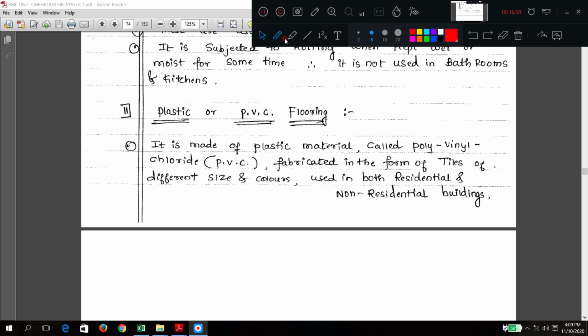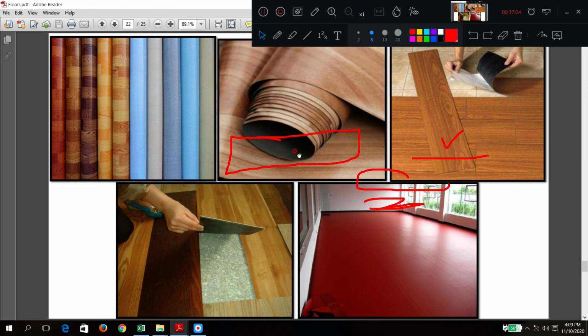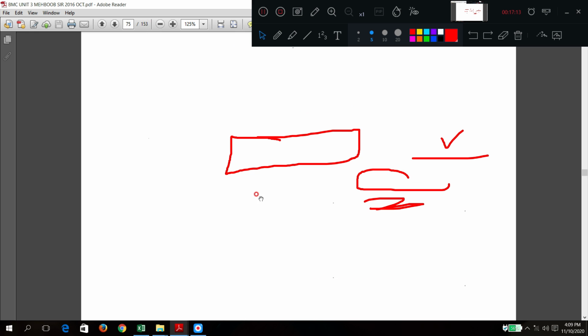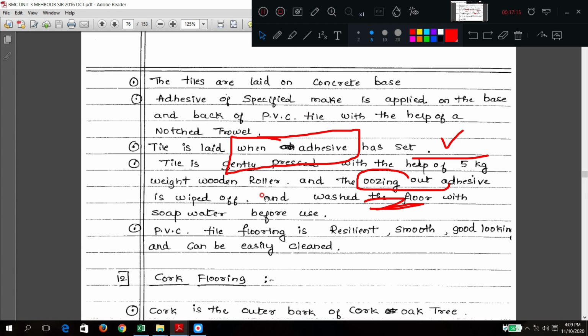What is this plastic? Same thing, the material is changed. They are using plastic material such as PVC, polyvinyl chloride. Simple, no? Generally these are used in residential and non-residential buildings. This is the diagram for PVC. This is a typical PVC, plastic. If these are used, that time you can go for that one. Simple material.